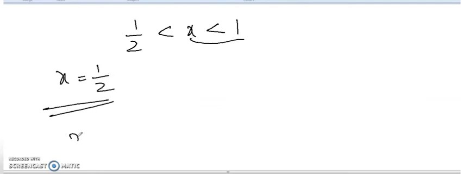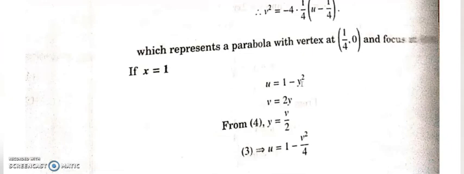Second case is x is equal to 1. So we go to the second case. When x is 1, you see u becomes 1 minus y square and v becomes 2y. You can substitute x as 1 in this equation here: when x is 1, u is 1 minus y square. When x is 1, v is equal to 2y.